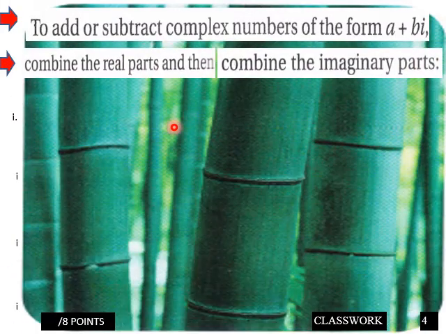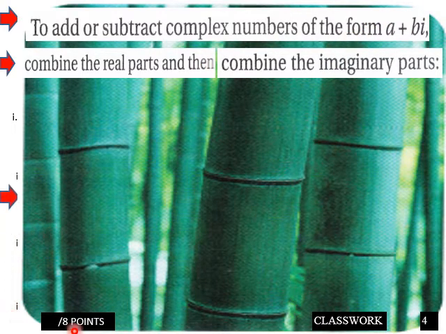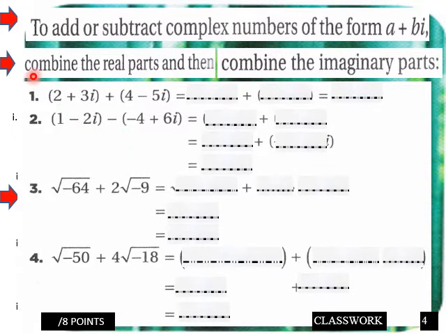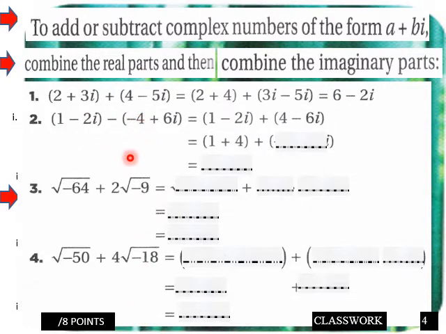To add or subtract complex numbers of the form a plus bi, combine real parts, then combine imaginary parts. Here's an example: 2 plus 3i plus 4 minus 5i. We have 2 plus 4, combining the two real numbers, and then we combine the imaginaries and come up with this. Same thing here: we add the reals, combine the imaginaries, and put them together.